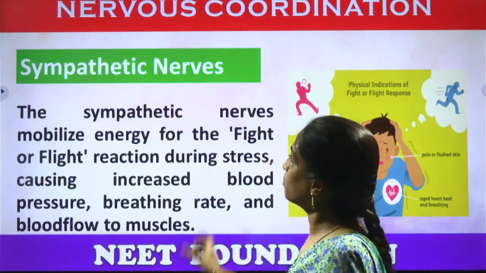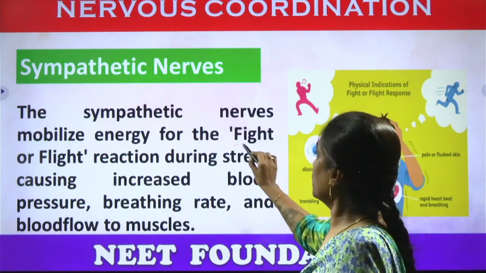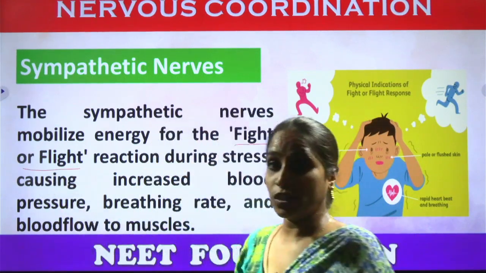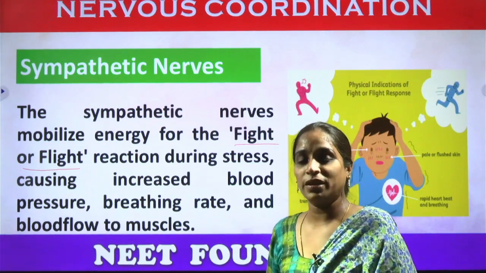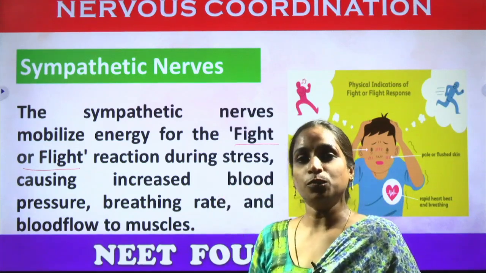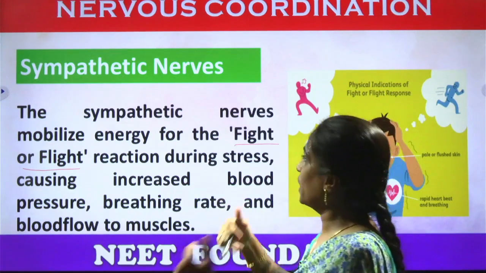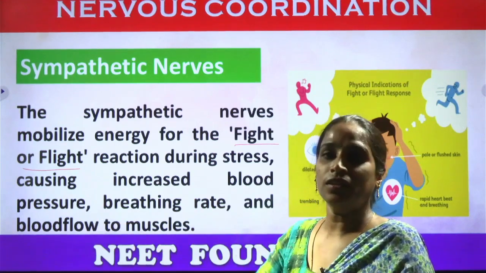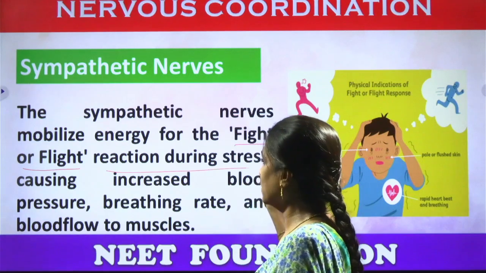Let us go to the sympathetic nervous system. One great example he has mentioned here: it controls the fight or flight reaction. So what is fight or flight? The adrenaline hormone is secreted by the adrenal gland, which sits on top of the kidneys. The sympathetic nerves mobilize energy, in the sense of making the gland secrete the hormone. This is for the fight or flight reaction during stress.